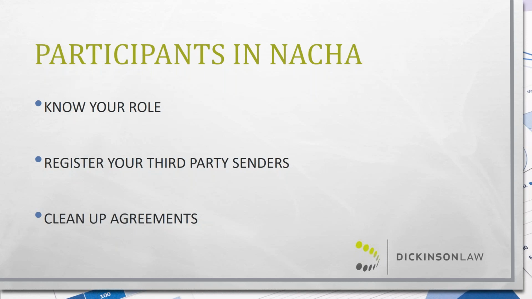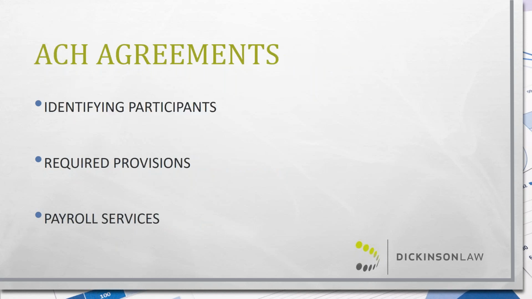This is also probably a good time, given your necessity, to go back and ensure that you understand what type of participant you have, cleaning up those agreements with the various participants you may have. I'm sure many of your institutions in the cash management capacity have originator agreements with various commercial clients to assist them in processing those various receipts and entries. But ensuring that you have the necessary provisions in those agreements is crucial.